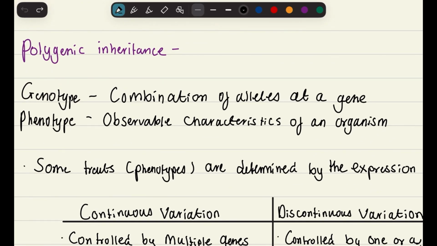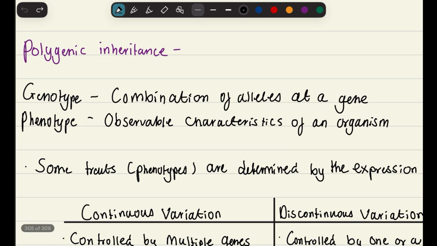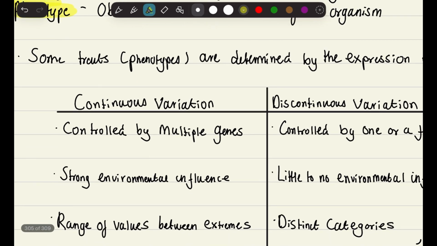And specifically, I want to define two terms because I cannot emphasize enough how key your inheritance terms are. Your genotype is the first one we're going to talk about. This is the combination of alleles at a specific gene, whereas a phenotype is the observable characteristics of an organism. And what you need to know about phenotypes is that it's all to do with gene expression. We're going to talk about that a bit more when we get into epigenetics, but it's about the expression of your genes.